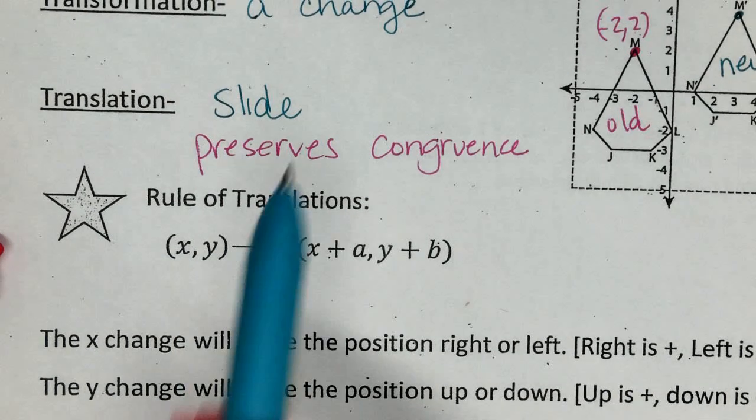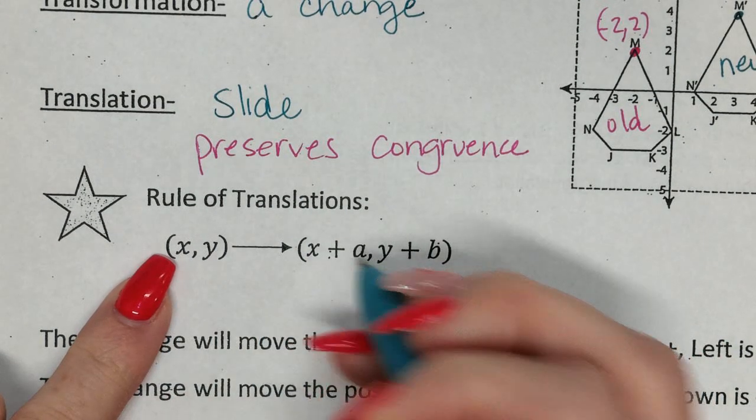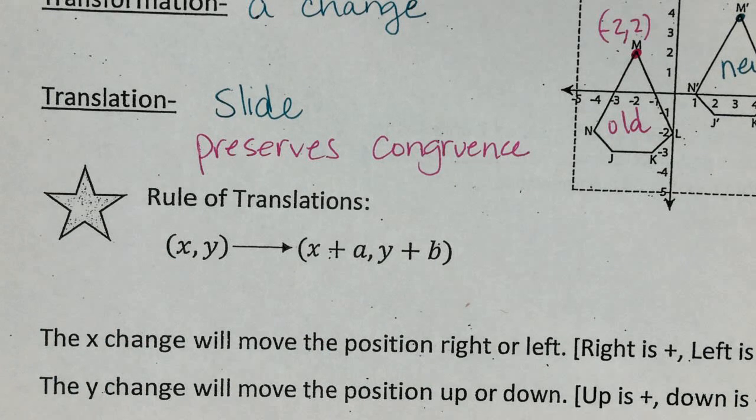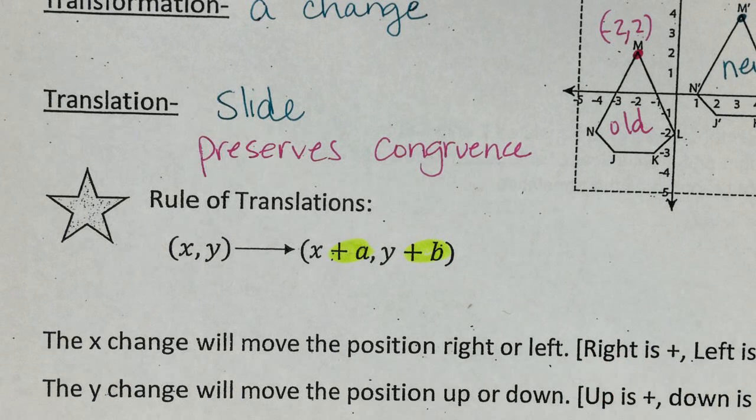Okay, now let's talk about this rule. The rule says that you're going to take your X and your Y, and you're going to add something to the X or subtract, and add something to the Y or subtract. It is not going to make the shape bigger or smaller by adding. When you add on a coordinate plane, it actually slides the coordinate over. When you subtract on a coordinate plane, it slides it to the left. When you add, you slide it to the right. Does that make sense? Yes or no?